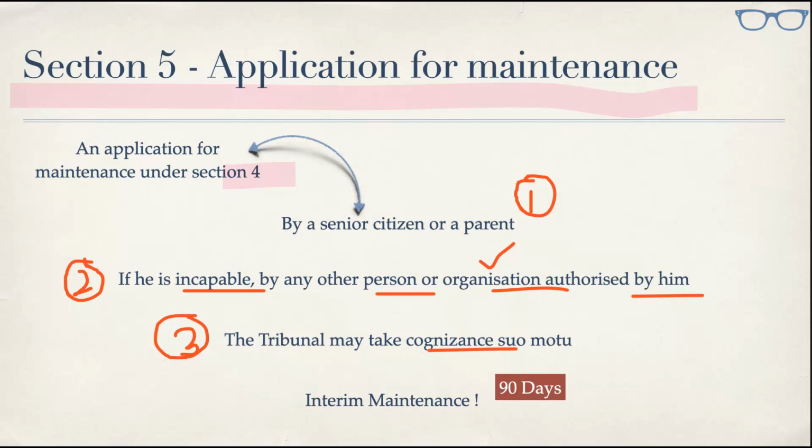Now, section 5 also provides that when such an application is made and a case is pending before the tribunal, the tribunal can also order interim maintenance for the provision of the senior citizen. And very important, such an application for interim maintenance, if made, has to be disposed of within a period of 90 days from the date of service of notice.